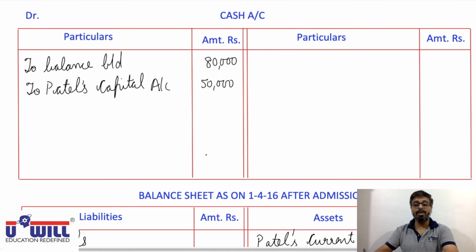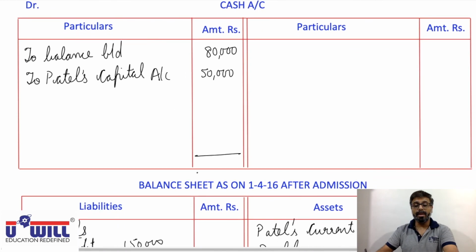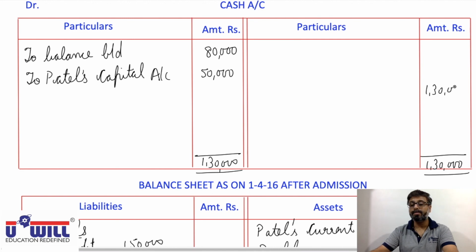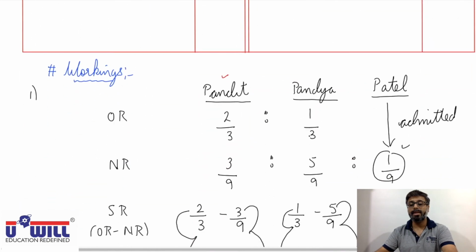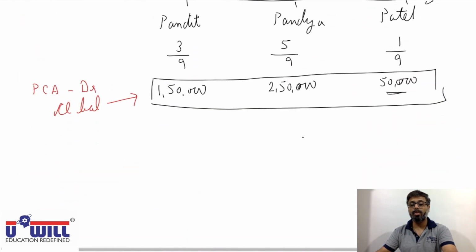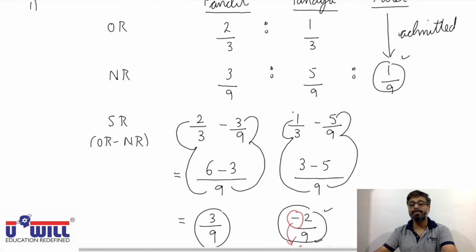Now the cash account's balancing: 80,000 plus 50,000, 1,30,000, by balance carried down. Asset side, cash 1,30,000.